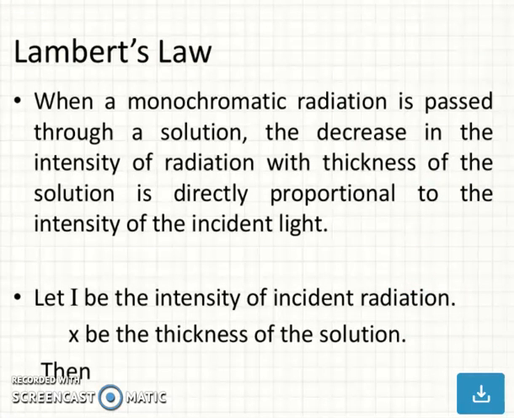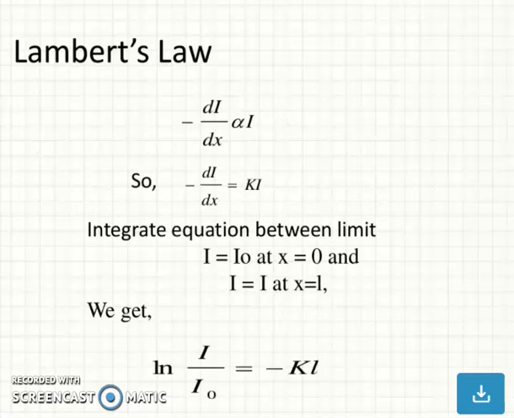Now Lambert's law. What is Lambert's law? When a monochromatic radiation is passed through a solution, the decrease in the intensity of radiation with thickness of the solution is directly proportional to the intensity of the incident light. Let I be the intensity of incident radiation and x be the thickness of the solution. Then minus dI by dx is directly proportional to I, so minus dI by dx is equal to kI. On integration between limits I is equal to I naught at x is equal to 0, and I is equal to I at x is equal to l.